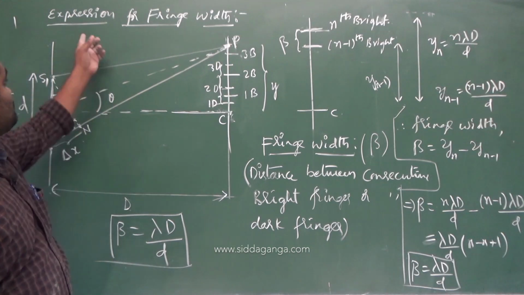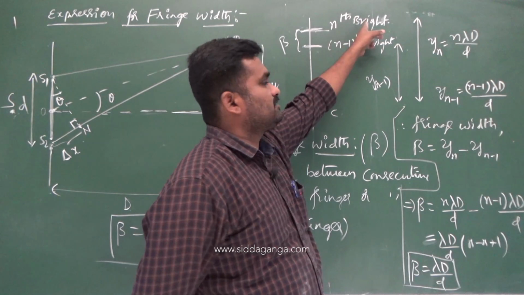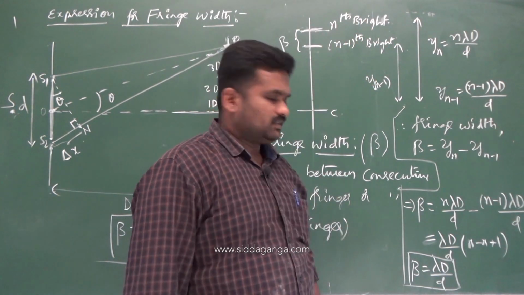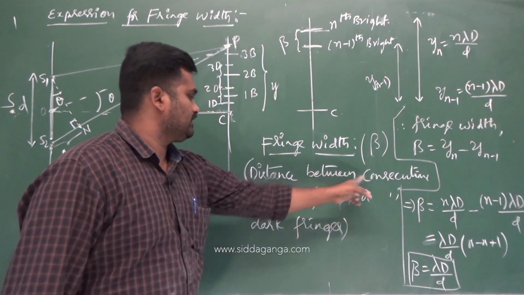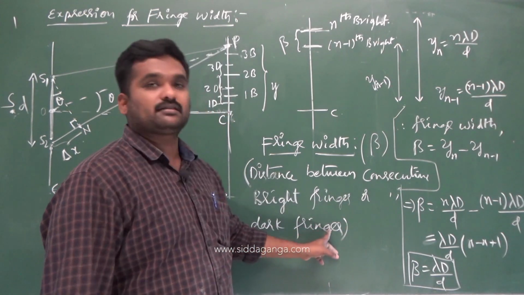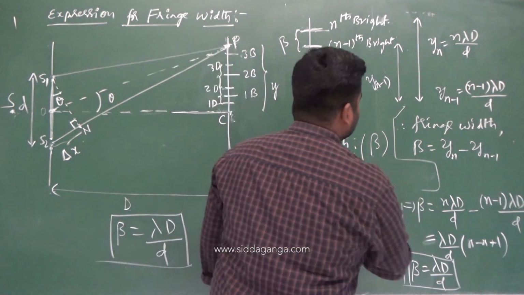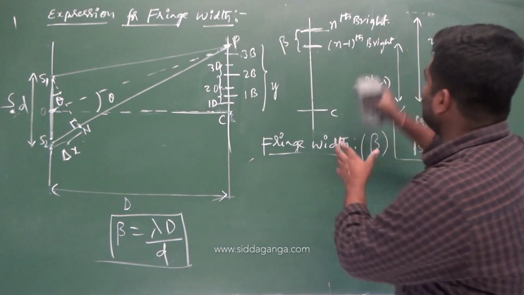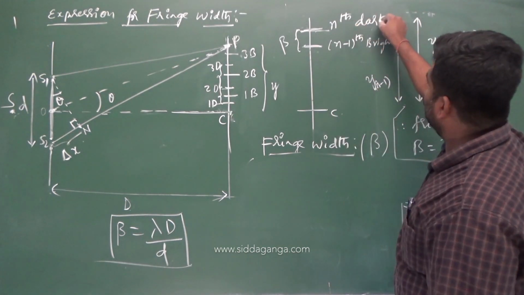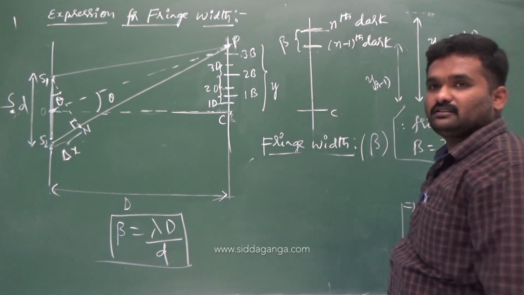So this is the expression for what? Fringe width. See, here I have taken the distance of nth bright and the distance of n minus 1th bright. Instead of nth bright and n minus 1, I told you the definition when we wrote distance between consecutive bright fringes or consecutive dark fringes also. Consecutive dark fringes means this will become nth dark, let's say, I'll just assume, and this will become n minus 1th dark.